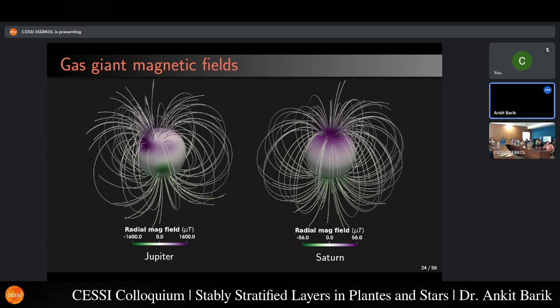Jupiter's field is quite dipolar, but it also has this strange flux patch, which has now been dubbed the Great Blue Spot, similar to the Great Red Spot, because the paper that came out with these measurements did the rendering in red and blue, and this was in blue, so they decided to call it Great Blue Spot.